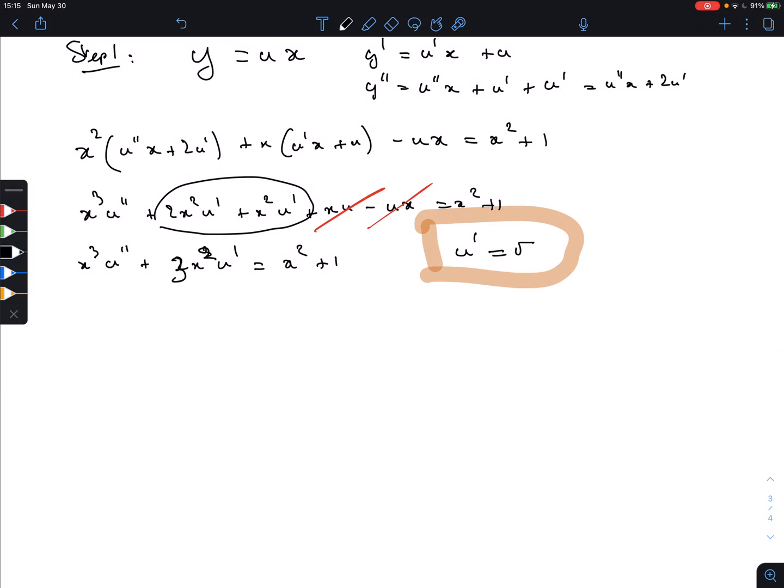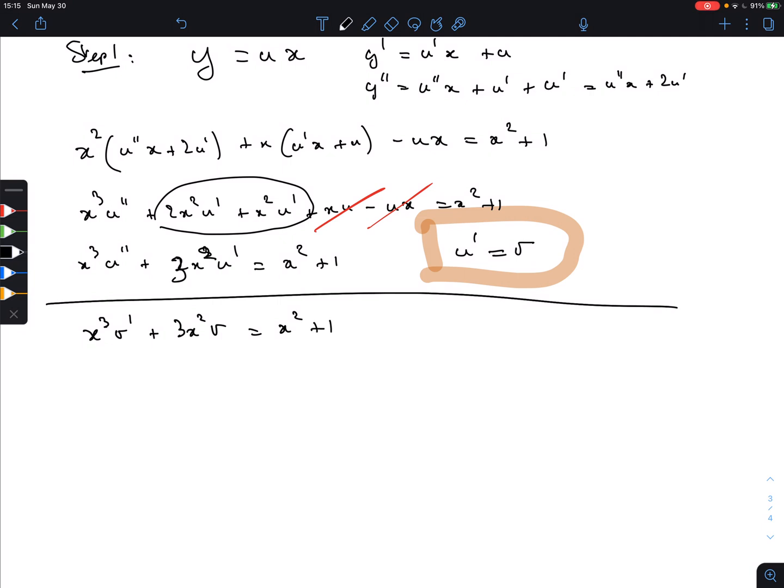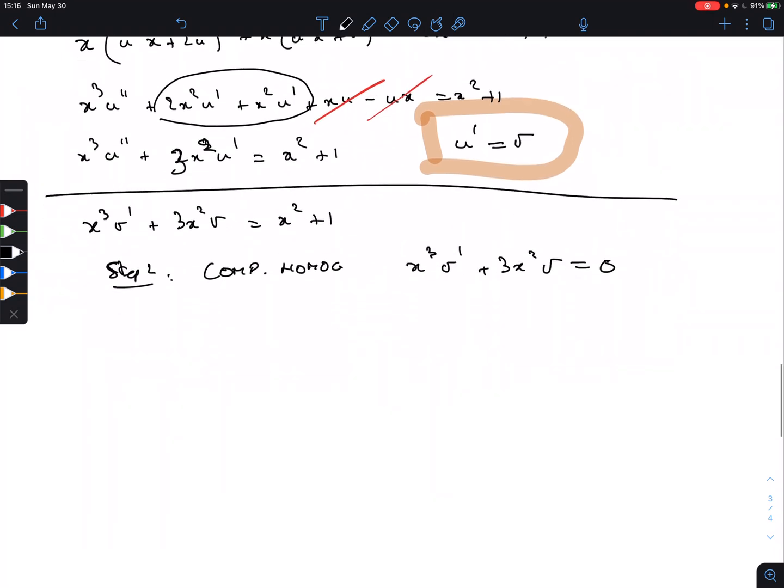All right, so this is now our u prime is v, so x cubed v prime plus 3x squared v, because u double prime is v prime, right, equals x squared plus 1. So here we have to do step 2, I guess. We're going to solve the complementary homogeneous equation: x cubed v prime plus 3x squared v is 0. So let's separate variables. x cubed v prime equals minus 3x squared v.